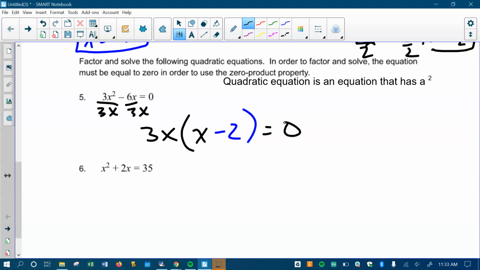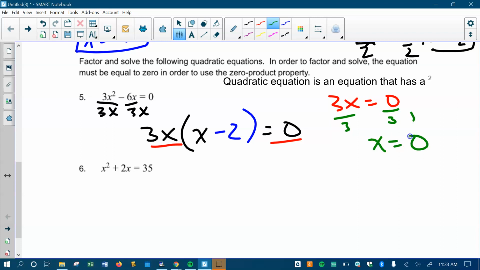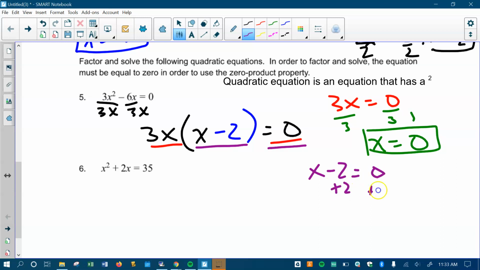And with the zero product property, I can set each factor equal to 0. So I can do 3x equals 0. And how do I do that? I think I divide by 3 on both sides. So x is equal to 0. That's 1. And then I can do this again with x minus 2 equals 0. And when I add 2 on both sides, I get x equals 2. And what that means is if I plug in 0 and 2 back into the original equation, I would get 0 out. And that's one way I could check my answer.